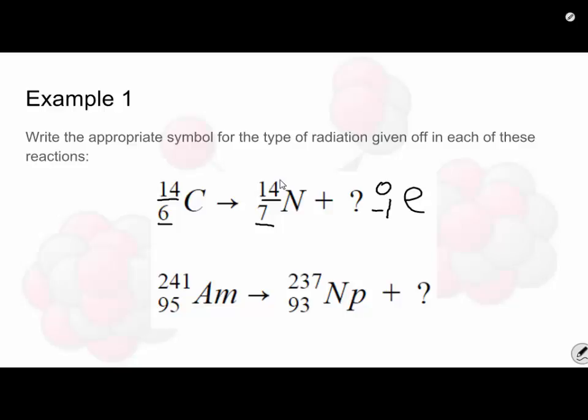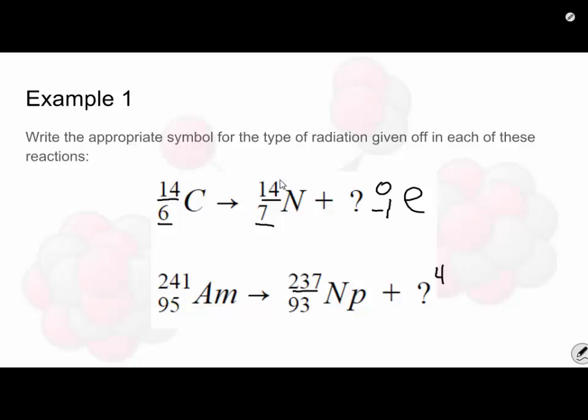So we have 241 on top on that side, so we have to get to a total of 241 on this side, on the right. So we have 237 plus what is going to give us 241? And we would say 4. So 4 plus 237 gives us 241.